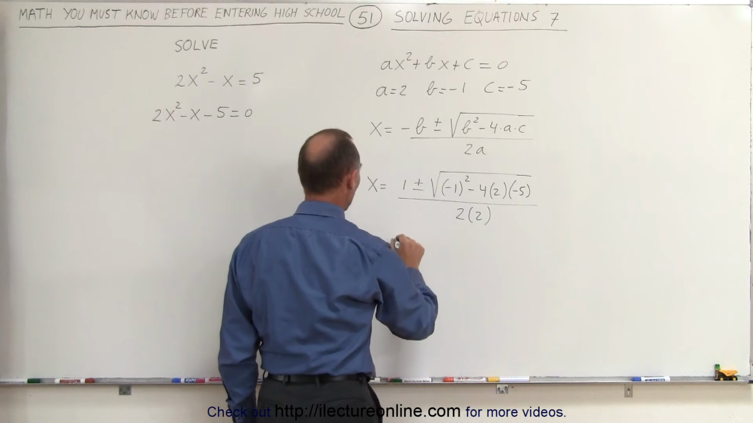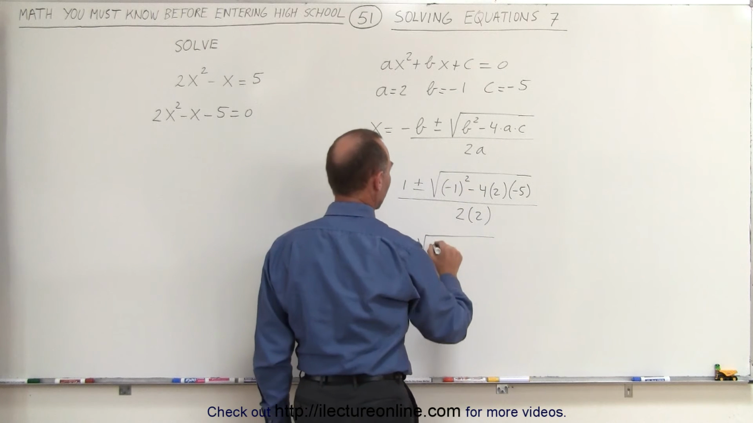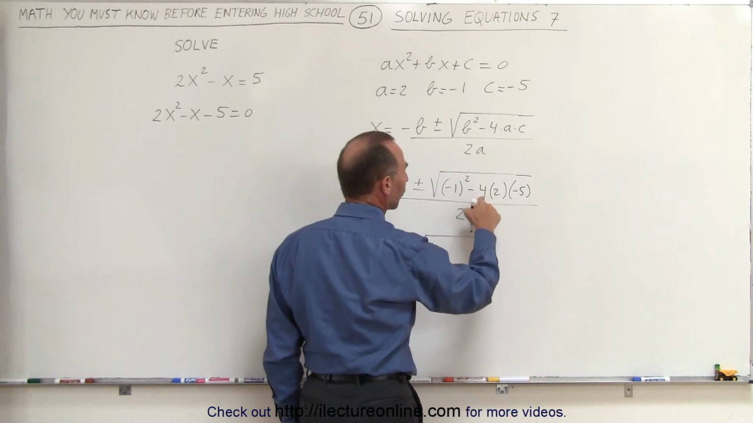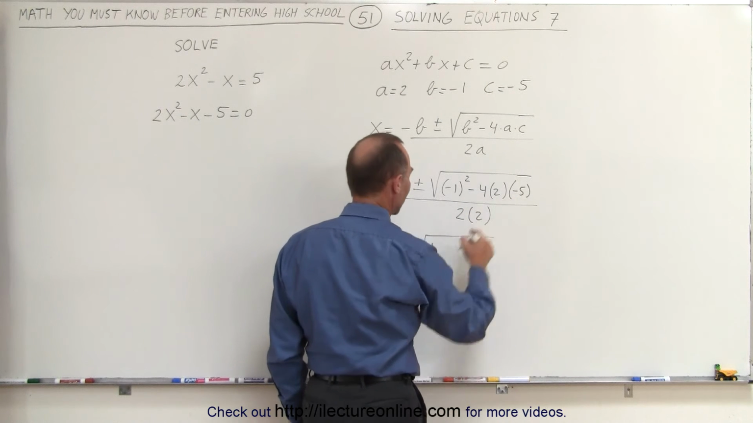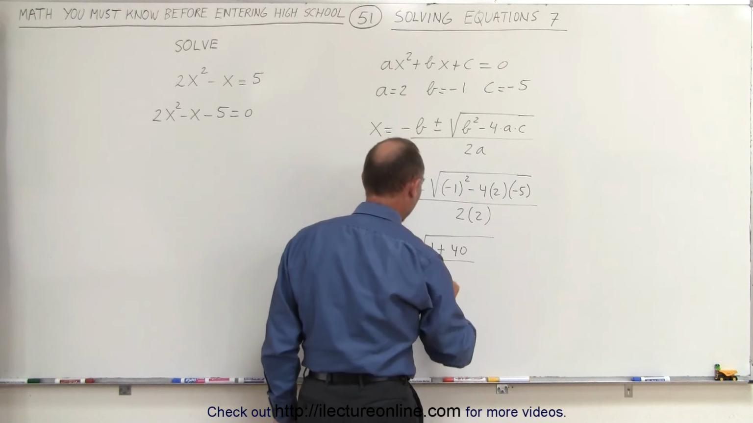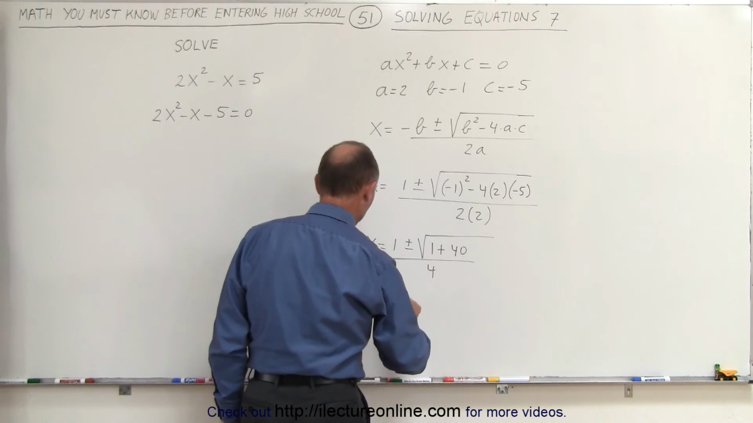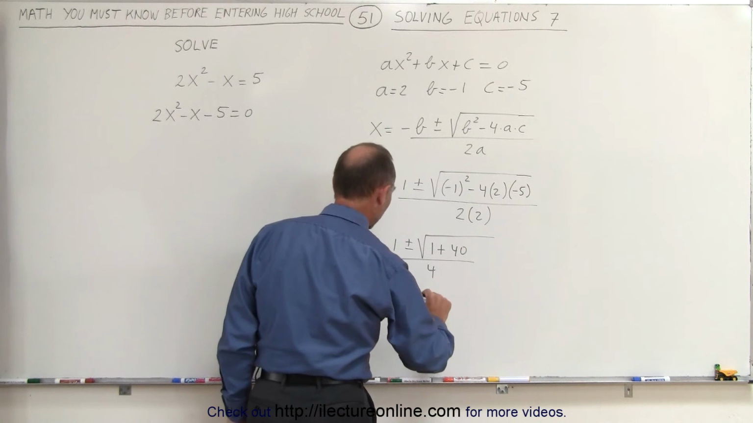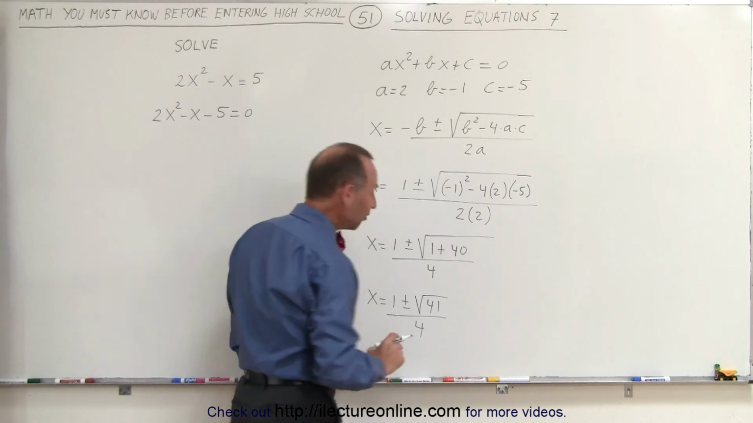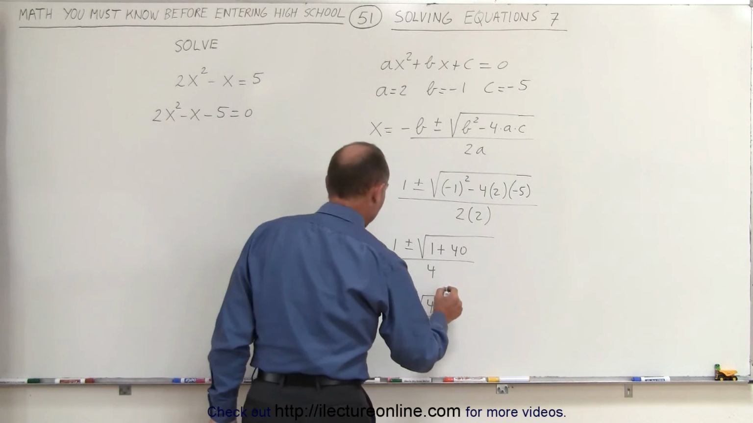X is equal to 1 plus or minus the square root of negative 1 squared, which is simply 1. Minus times a minus gives us a plus. 4 times 2 is 8. Times 5 is 40. So plus 40, divided by 4. Combining these two, we end up with x is equal to 1 plus or minus the square root of 41 divided by 4. And since we cannot simplify the square root of 41, we can say that this here is our solution.